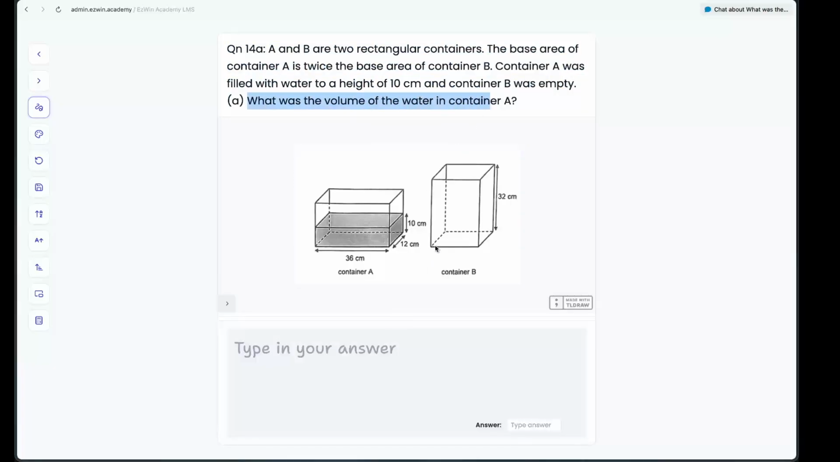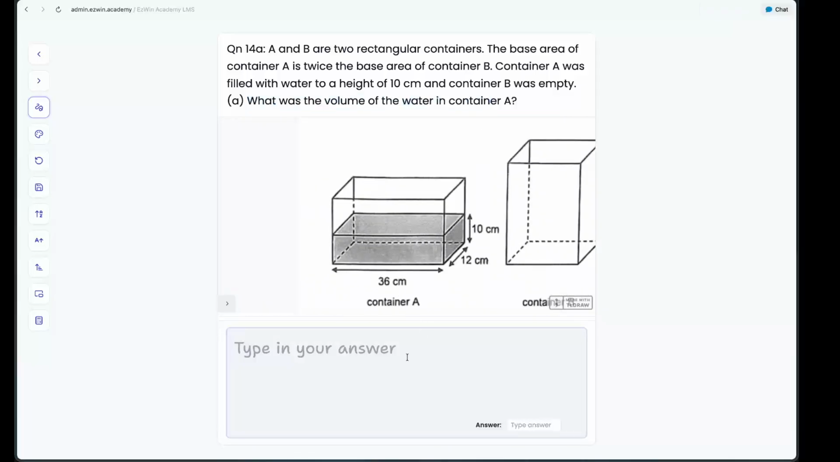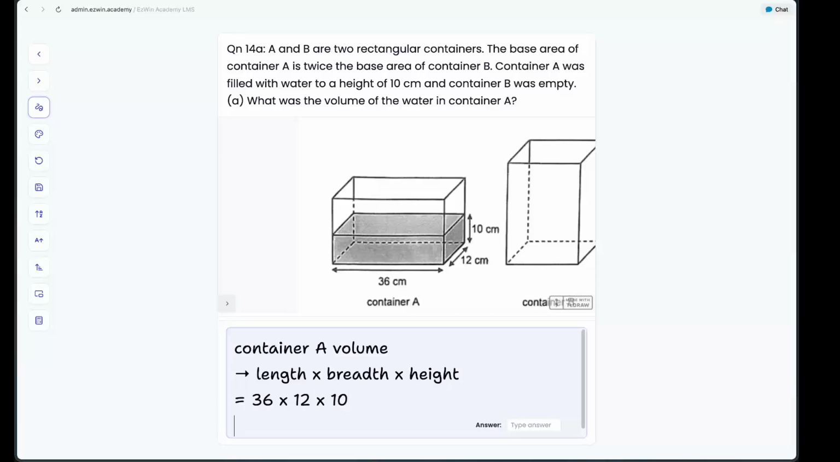So pretty straightforward. If you were to look at container A, then you can just get the volume. So container A volume will be length times breadth times height, which will then be equal to 36 times 12 times 10. And this will give us 4,320 centimeter cube, which also translates to 4,320 milliliters. All right.